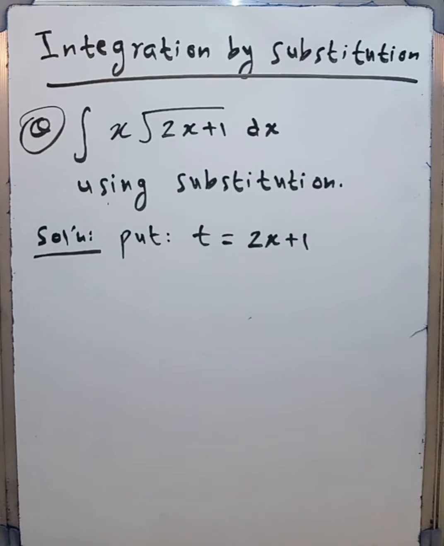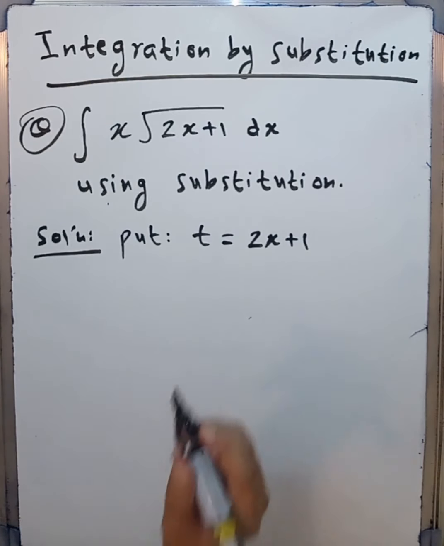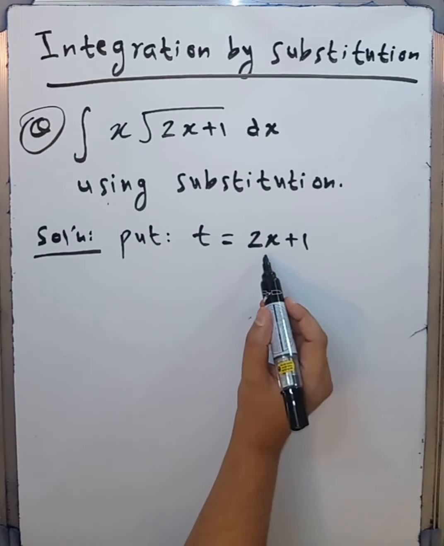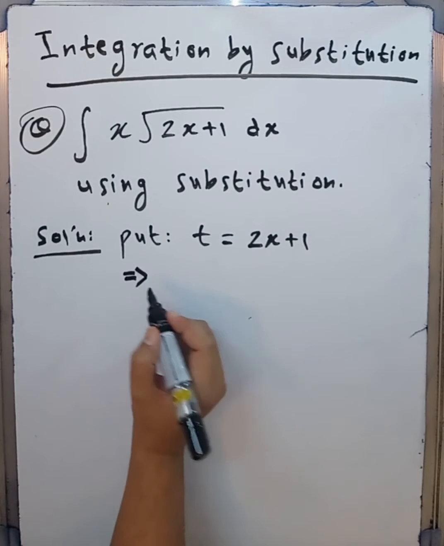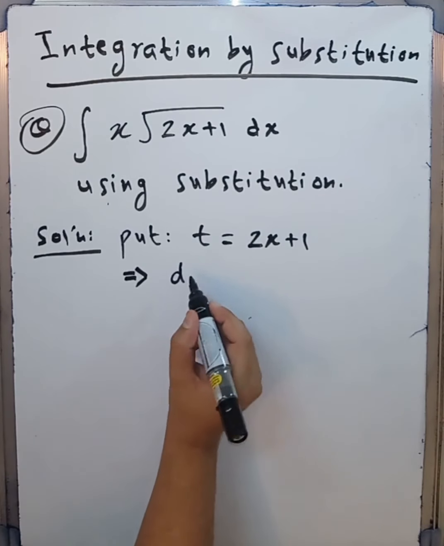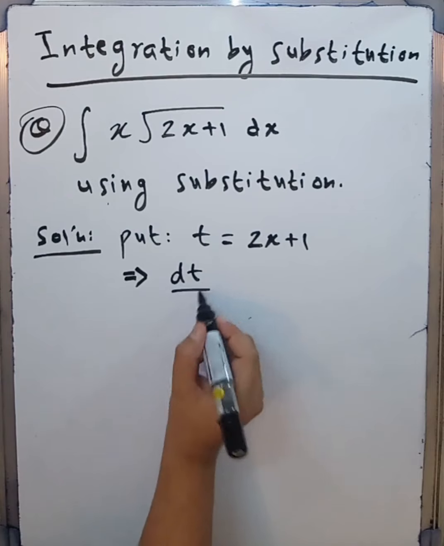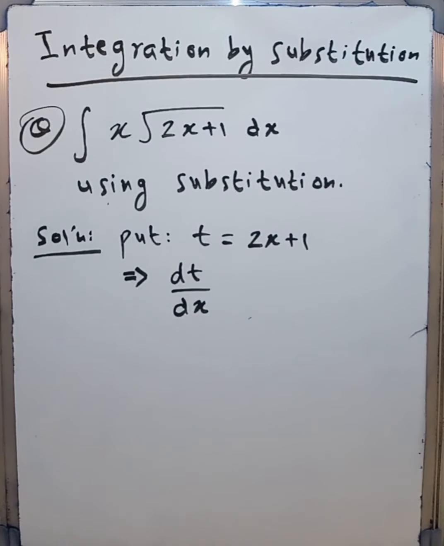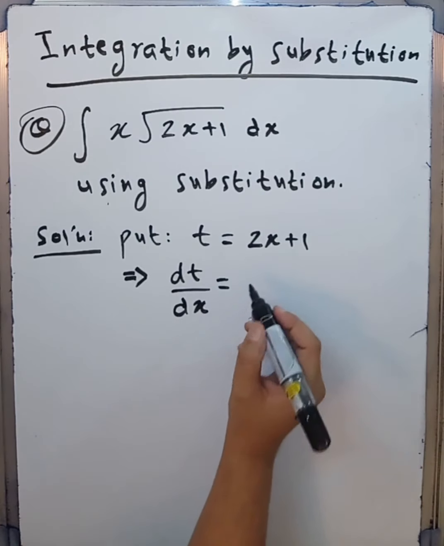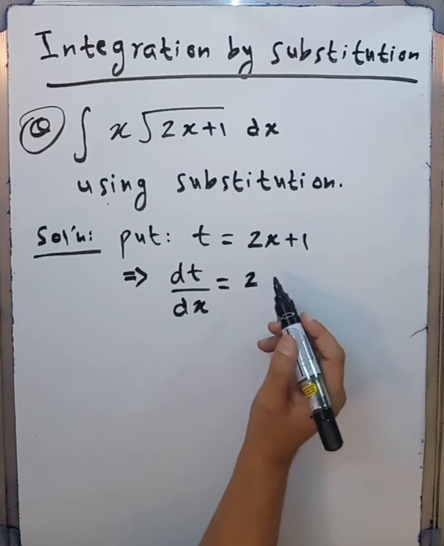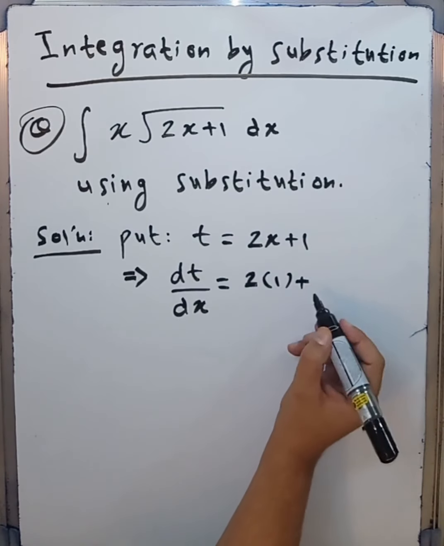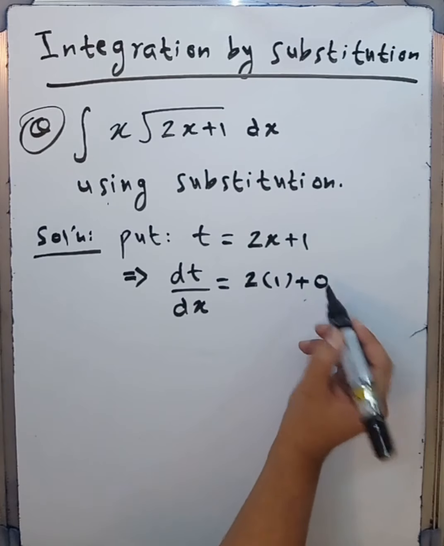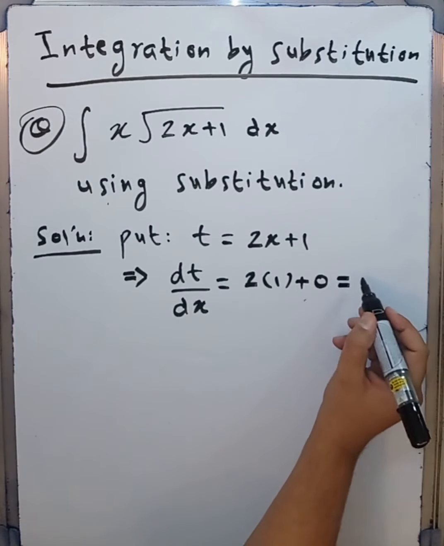Now if we observe, t is a function of x. So this gives us the liberty of differentiating t with respect to x. So when we differentiate with respect to x, this will give us 2, derivative of x will be 1, plus derivative of 1 will be 0. So this is equal to 2.